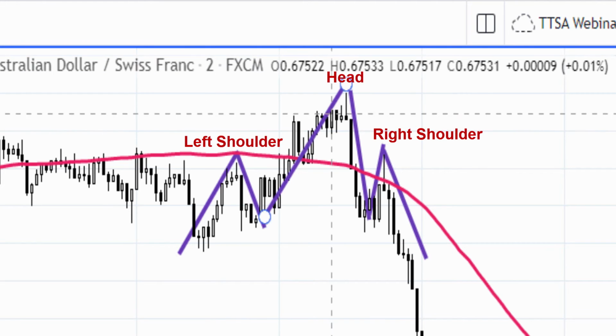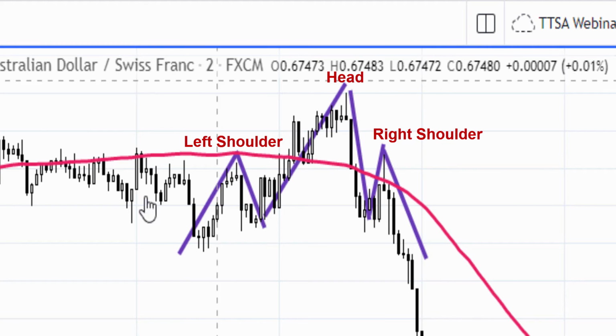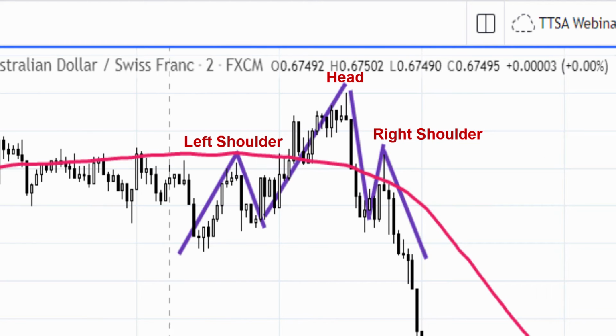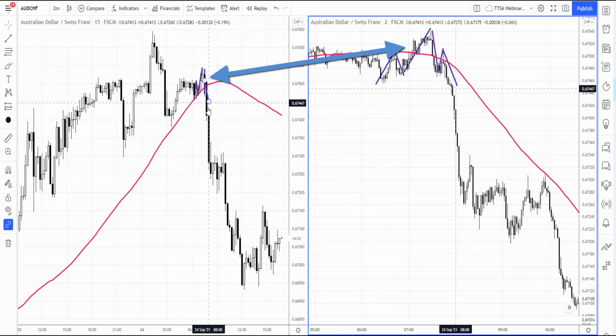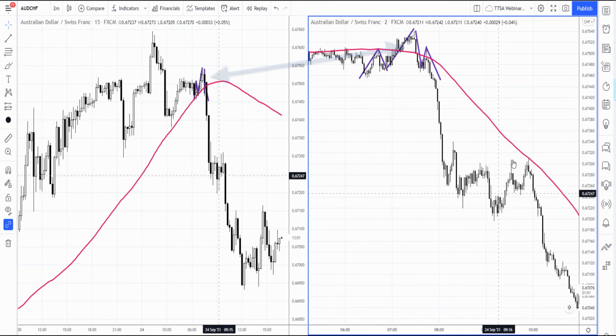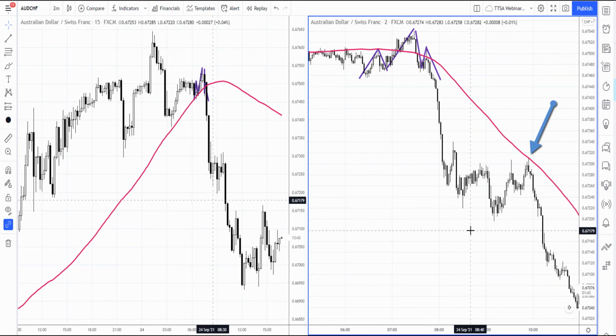Left shoulder, head, right shoulder. So we had a head and shoulders pattern within another head and shoulders pattern that was happening right at the right shoulder of the larger head and shoulders. Notice also how the regression line on the 2-minute was a nice retest for price, which comes in handy with trade management.